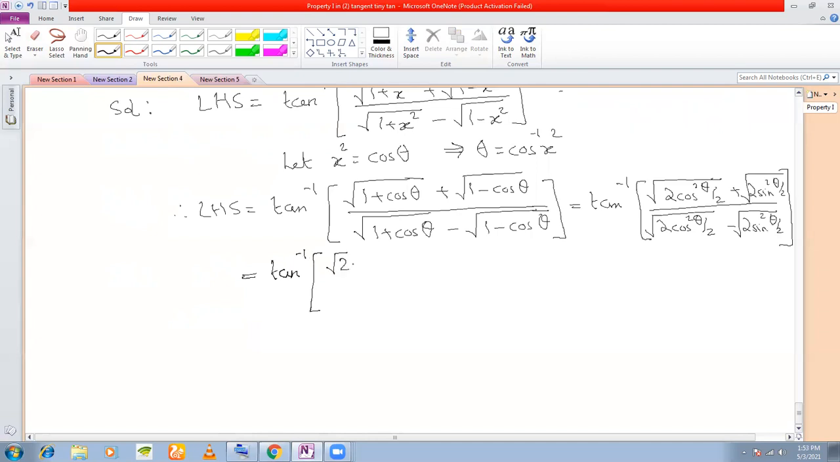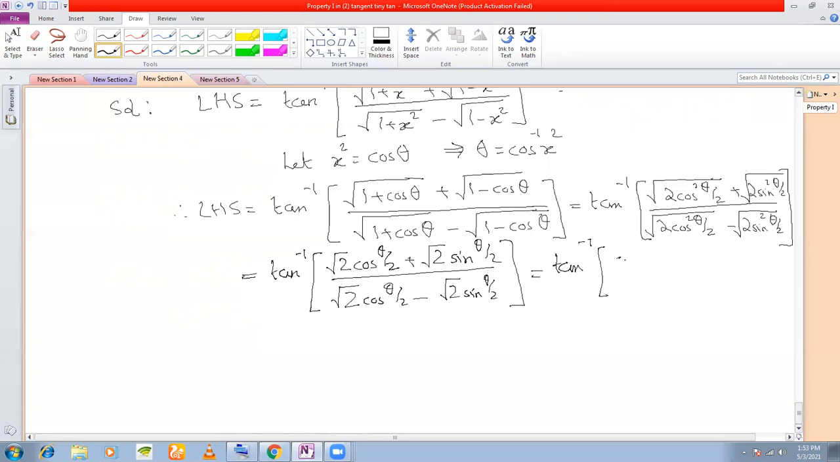So this is root 2 cos theta by 2 plus root 2 sin theta by 2, divided by root 2 cos theta by 2 minus root 2 sin theta by 2. Now if you take root 2 common from the numerator and the denominator, root 2 will cancel. You'll simply get tan inverse of (cos theta by 2 plus sin theta by 2) divided by (cos theta by 2 minus sin theta by 2).